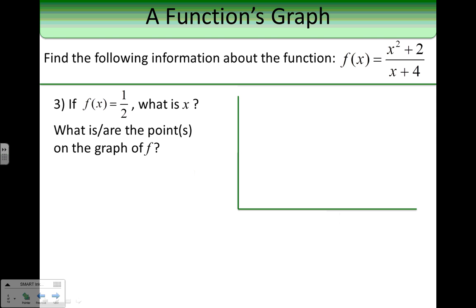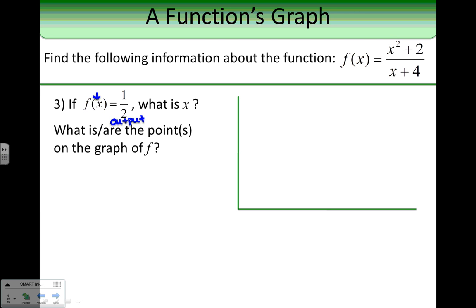Keep on going with this function. We're continuing to find some information about the graph using the equation. So now I'm told that f of x is equal to 1/2. So what would x be? Now I'm trying to figure out what input I would need to put in here. What would my input be to get an output of 1/2?